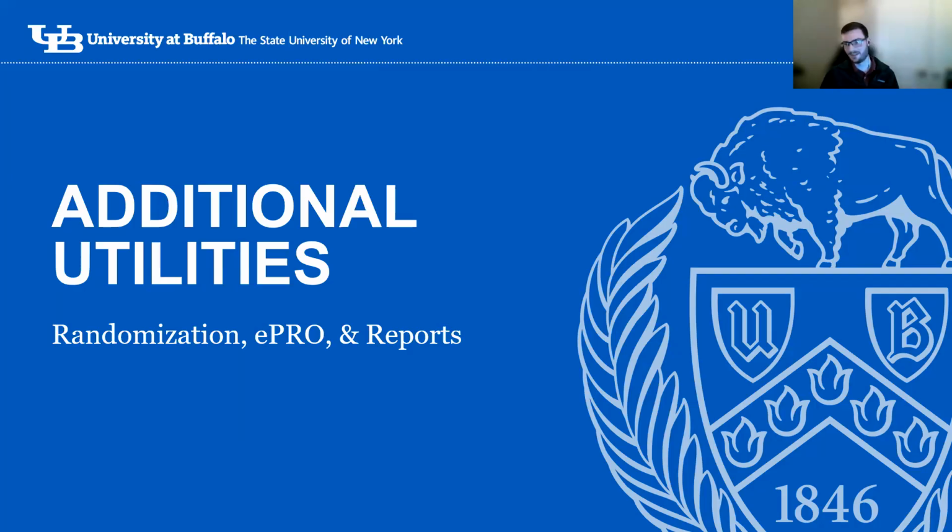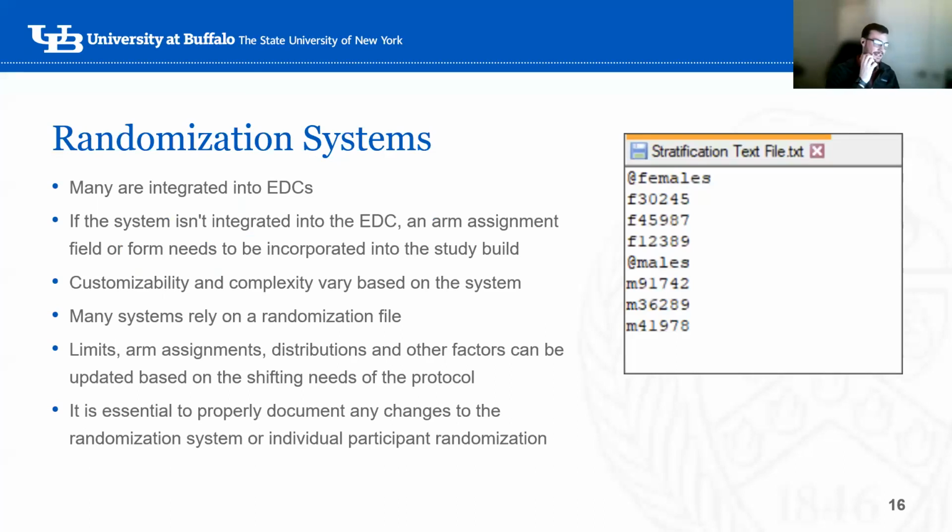And now, speaking of systems, we're going to move on to some utilities. Now, these are things that would be used alongside the system. They're not necessarily required. Not every study is going to use any of these systems or all of them. But they're things that might be useful on a protocol. So we'll start with randomization.